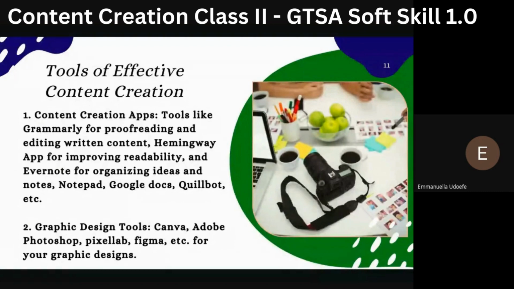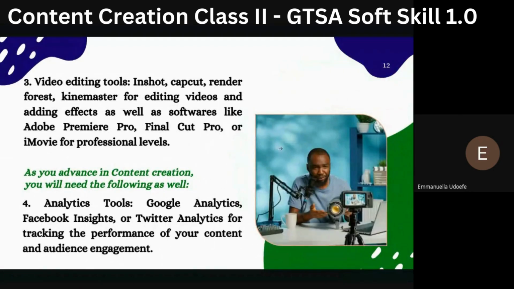We have the analytic tools, the Google Analytics. Like I mentioned, a social media manager will need one or more of each of these tools for effectiveness in managing people's social media platforms. So we have Google Analytics, Facebook Insights, Twitter Analytics, just to measure performance of the content and audience engagement. The next one is keyword research tools: Google Keyword Planner, SEMrush, that's search engine optimization, and Ahrefs, for identifying relevant keywords and optimizing content for search engines. I'm sure that Mr. Kalu understands that one very, very well because he's an SEO person.